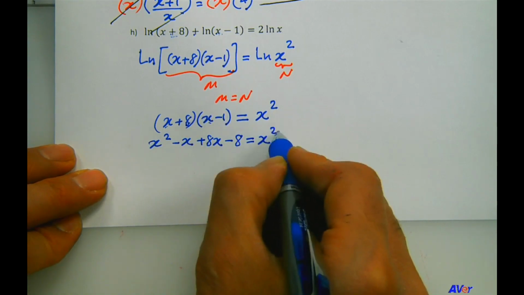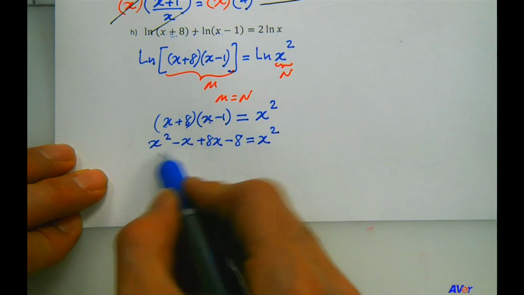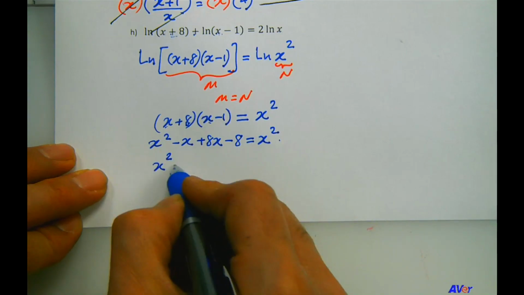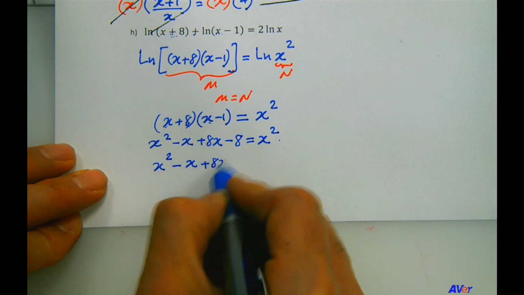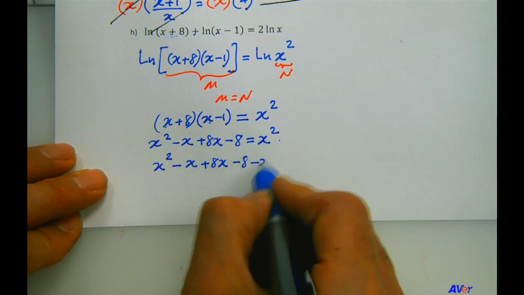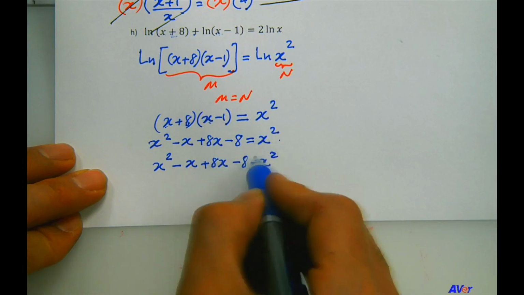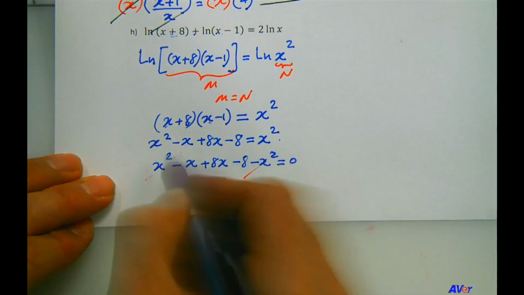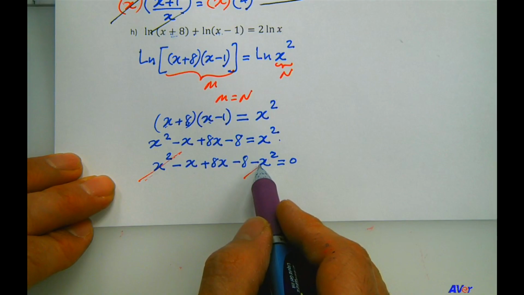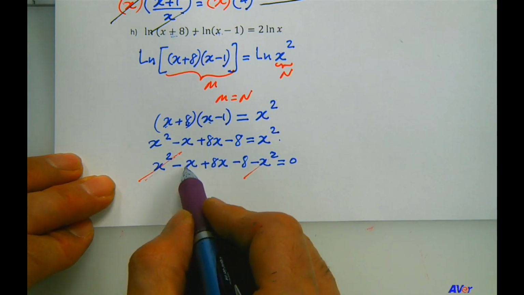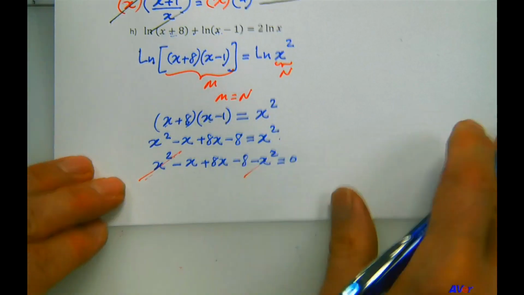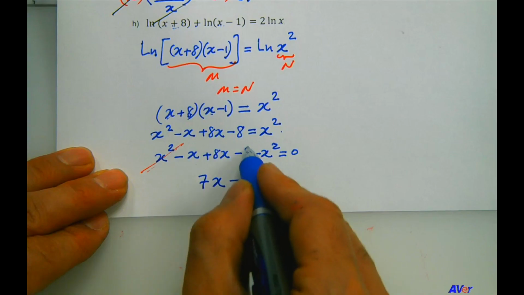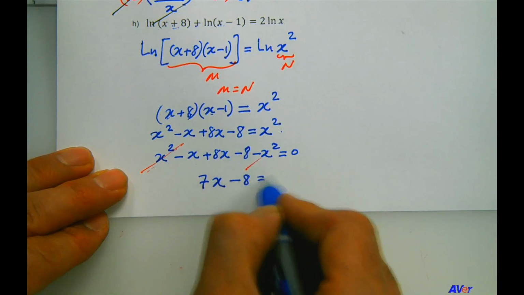Equals x squared. Well, let's move everything to one side. I'm going to move this to the left and set the right equal to 0. So x squared minus x plus 8x minus 8 minus x squared, that's that one that I moved to the left, equals 0. Let's simplify. x squared and minus x squared add up to 0, right? Then 8x and minus x add up to positive 7x. Minus 8, right, which is the only constant in this equation, equals 0.